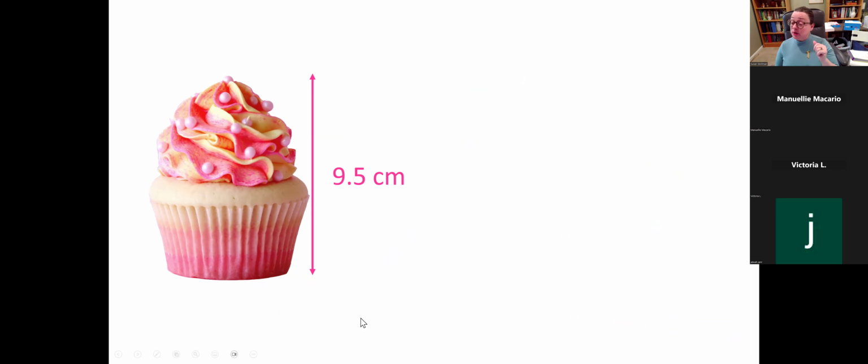All right. So let's suppose we have this beautiful, lovely cupcake with way too much frosting. And let's suppose it's 9.5 centimeters tall. Let's suppose we want to know how big that is in meters. All right. So we can do the same kind of thinking that we did before, right? So we can take our 9.5 centimeters, multiply it by 1, and that's going to be equal to 9.5 centimeters. Yes? Yep. We're in agreement about that still?